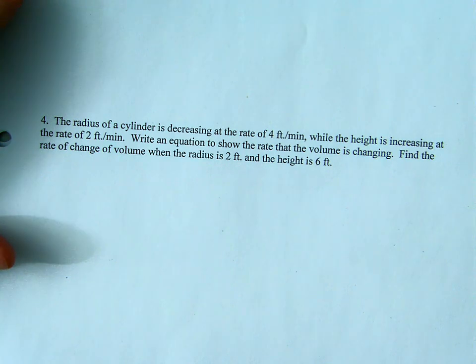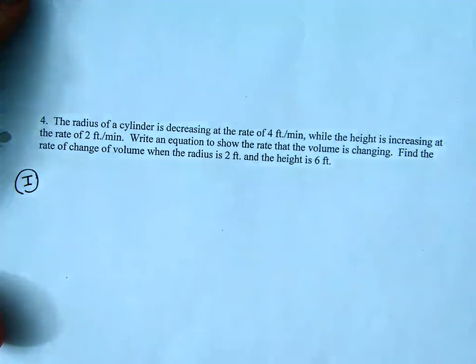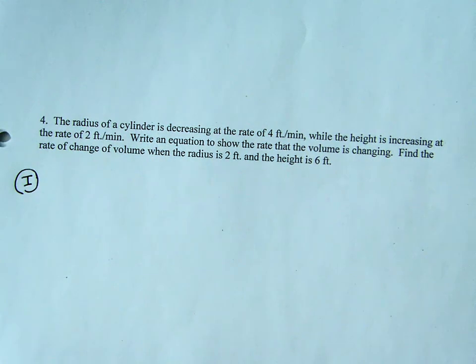And you know what? I would like to see, do you think you could do the setup? I would like to see if you can pick out the formula we're going to use, figure out what rates are given, and write them as dA dt, dB dt, dV dt, whatever. Figure out the rate that we're looking for, and the particular instant we're looking for that rate. See if you can do parts 1 and 2.